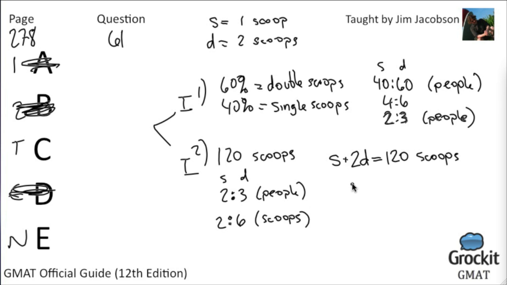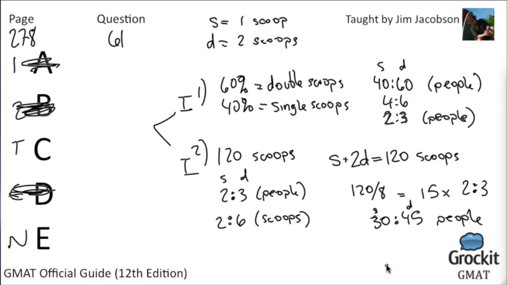So 120 divided by 8. So every group of 8 scoops represents 5 people going through. Gives us 15. And so then we multiply 15 times that ratio of 2 to 3 people, and we get 30 to 45. And these are the actual numbers. There were 30 single scoop people and 45 double scoop people.